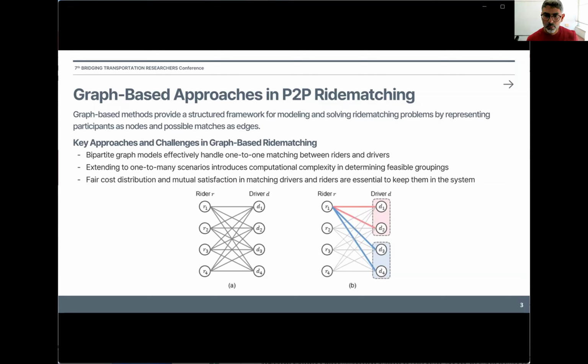In graph terms, when we allow one-to-many or many-to-many relationships, the graph is no longer a simple bipartite structure. We have to consider groupings of riders and drivers as potential matches. This dramatically increases the number of possible combinations and edges in the graph. Hence, scaling up to multi-rider or multi-driver scenarios introduces substantial complexity.